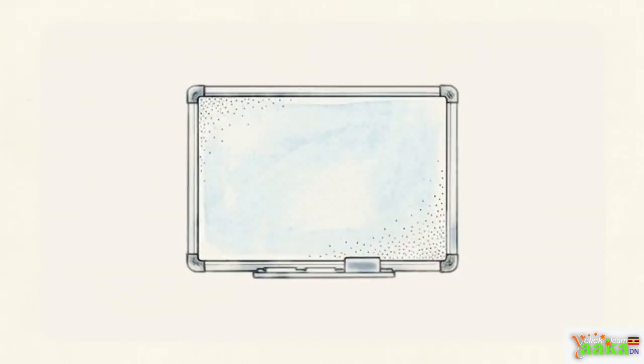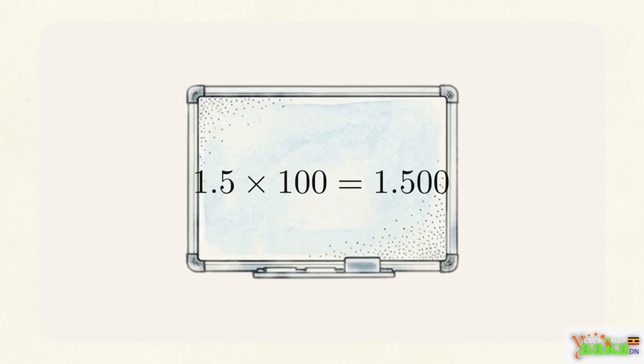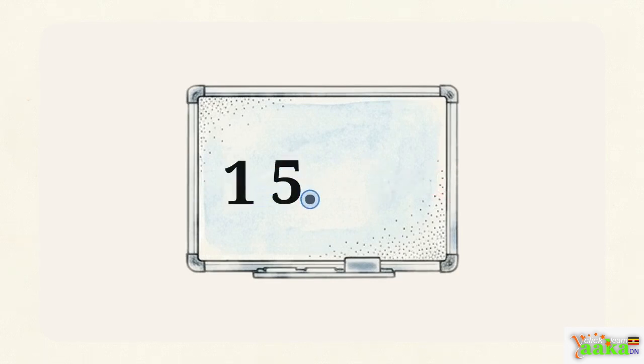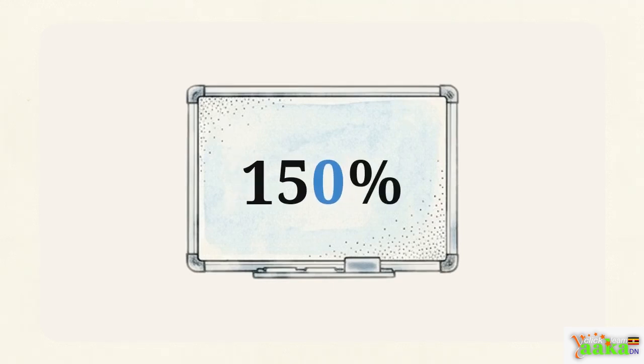But be careful. If you multiply 1.5 by 100, it is tempting to just add 2 zeros at the end. That is incorrect. Multiplying by 100 physically moves the decimal point 2 places to the right, giving us 150%.